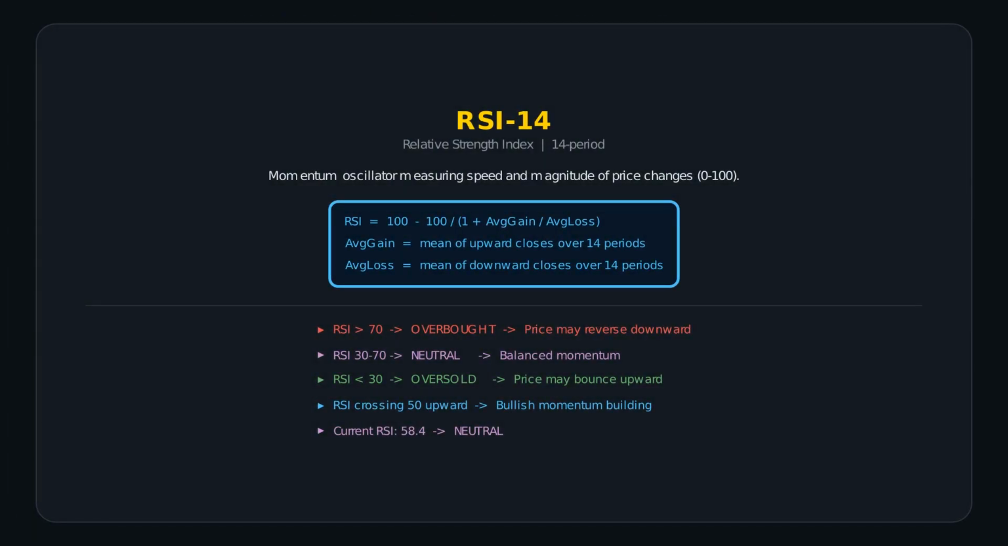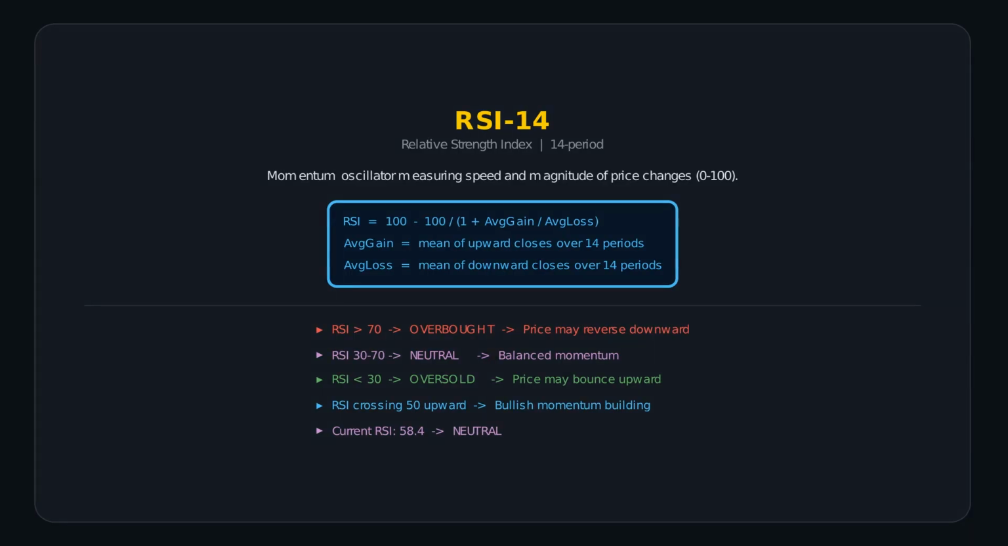RSI measures momentum by comparing recent gains to recent losses over 14 periods. It oscillates between 0 and 100. Above 70, the stock is overbought. It has risen too fast. A correction may come. Below 30, the stock is oversold. It has fallen too fast. A bounce may come. Between 30 and 70, neutral. The market is balanced. When RSI crosses the 50 level upward, it signals strengthening bullish momentum.